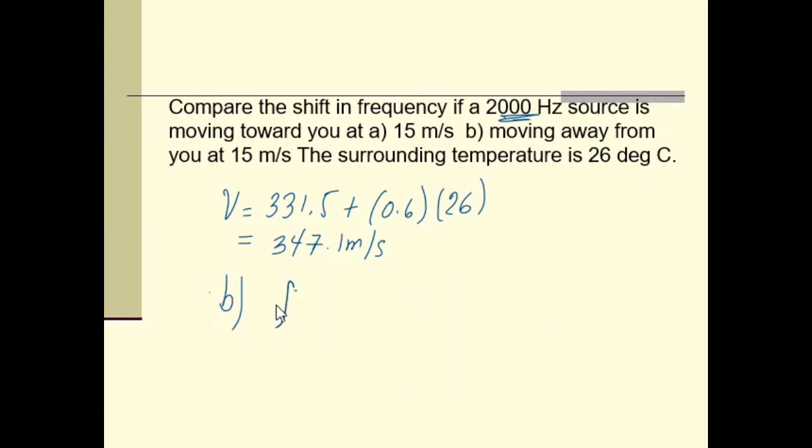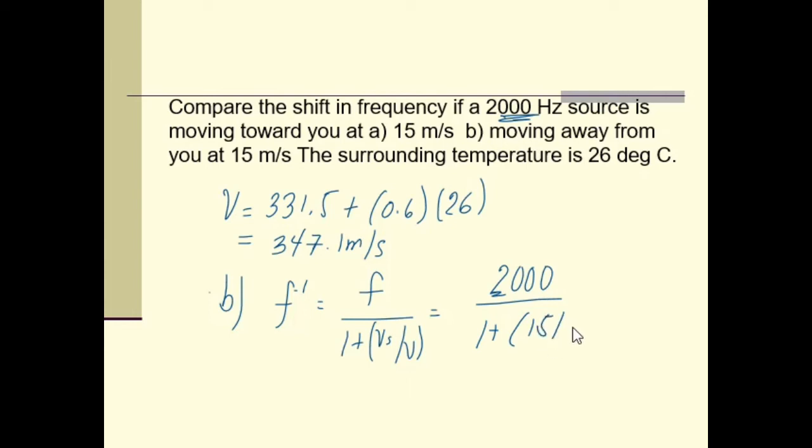Okay, B, if it's moving away, you have the apparent frequency equivalent to F, the actual frequency, divided by 1 plus the velocity of source divided by the velocity of sound. So let's substitute again. We have 2,000 divided by 1 plus the velocity of source, which is 15, divided by 347.1.